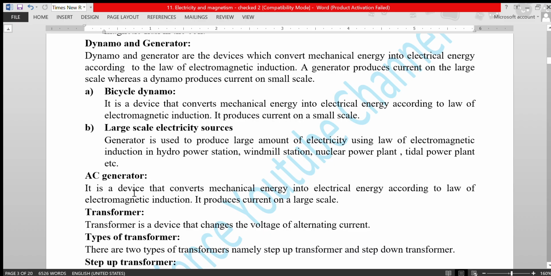AC generator is a device that converts mechanical energy into electrical energy according to the law of electromagnetic induction. It produces current on a large scale. Actually, it produces alternating current.